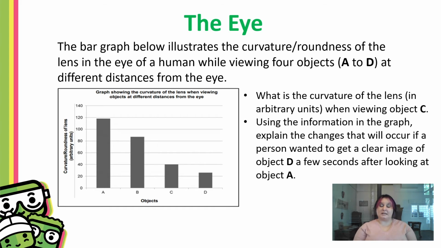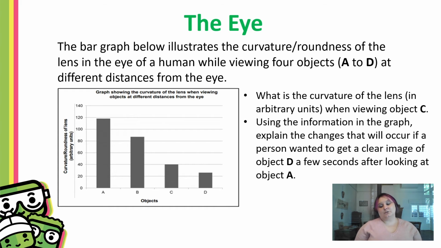That is what we're measuring in terms of how curved is the lens, depending on how far away the object is from our eye. So for the first question, they're asking us, what is the curvature of the lens when viewing object C? So we look at the bar for object C, and we can see that it goes up to 40 curvature units. And that is our answer for that question, which is really awesome.